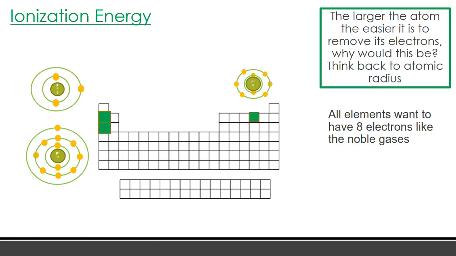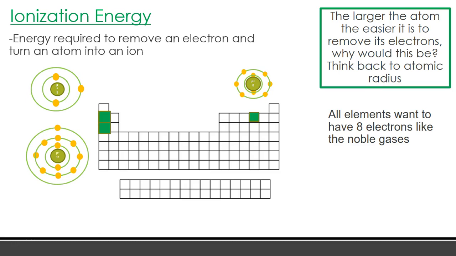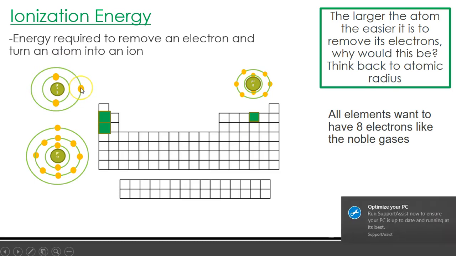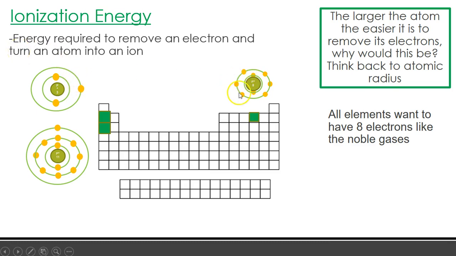This is where ionization energy plays a role, because ionization energy is the energy required to remove an electron and turn an atom into an ion. And if you remember what an ion is, it's when your number of protons and electrons are uneven, therefore resulting in a charge. Lithium only has 1 electron on the outermost shell, so the energy required to remove this electron is going to be less than it is to remove 6 electrons from the outermost shell of oxygen.